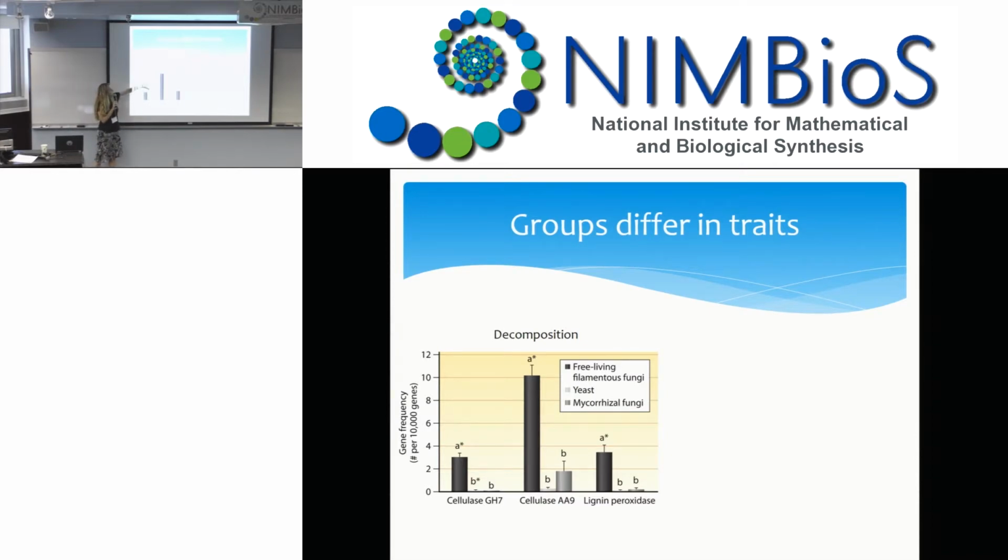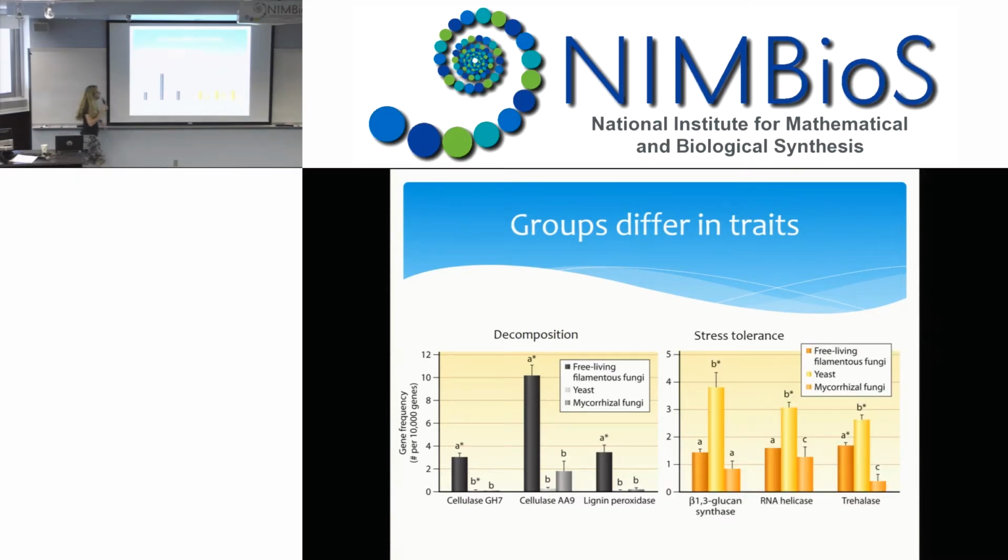Overall, it seems like if we have free-living filamentous fungi dominating a community, we might expect decomposition would occur pretty well. Now, what about stress tolerance? Well, the pattern looks pretty different there. So here you have the ability to make these strong cell walls, the ability to unwind wound up RNA, and then trehalase, the ability to confer drought and freezing tolerance.